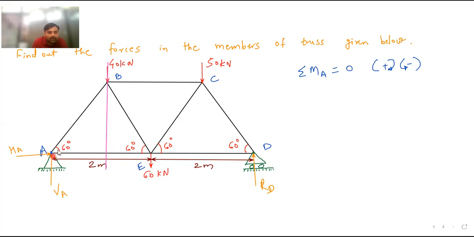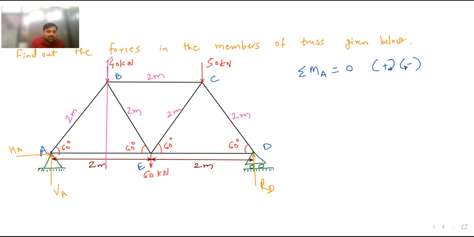But before that, you can see this triangle. In this triangle, this angle is 60 degrees. This is also 60 degrees. So the remaining angle will also be 60 degrees, because this becomes an equilateral triangle. So the side opposite to this 60 degree angle is 2 meter. This side is also 2 meter. This is 2 meter, this is also 2 meter, and the remaining side will also be 2 meter.